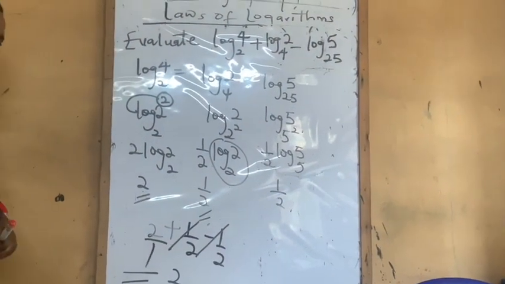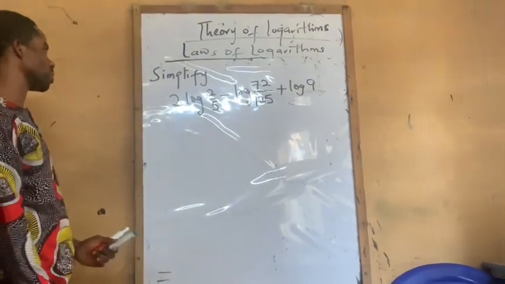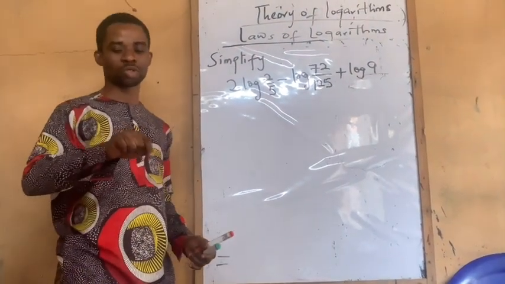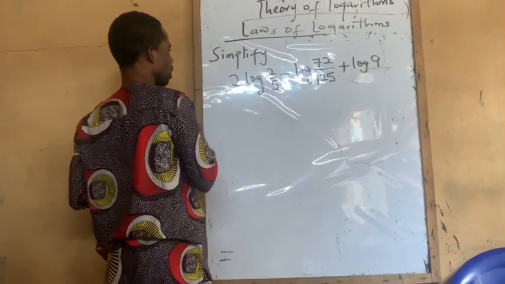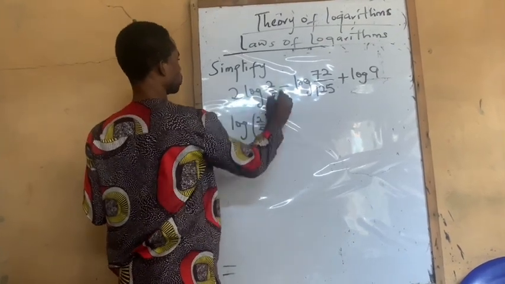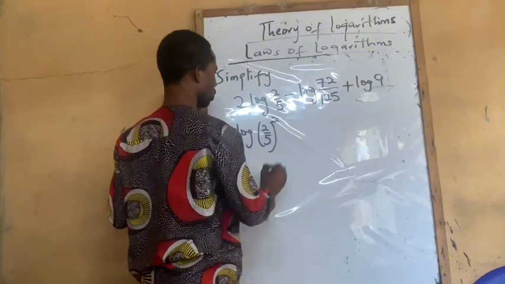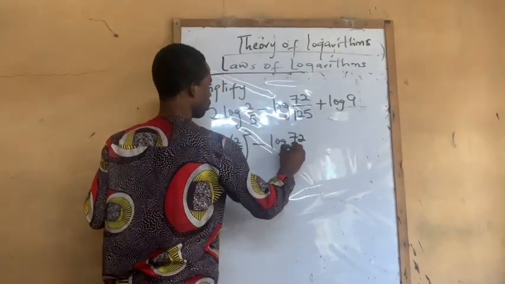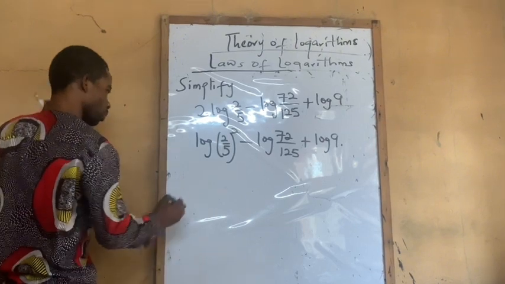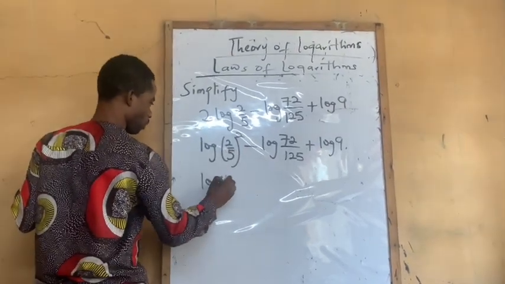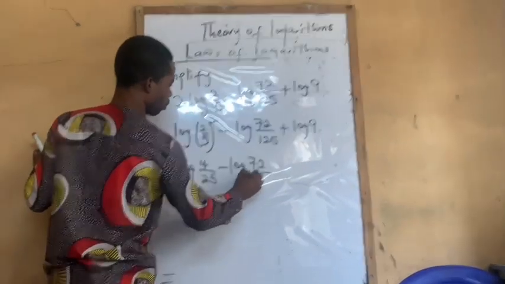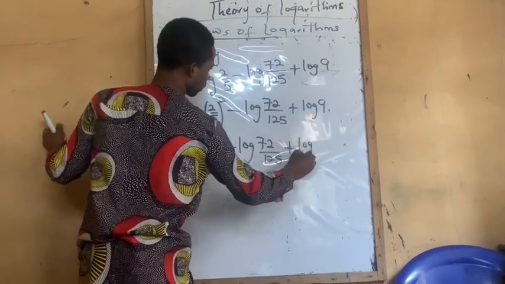Without wasting our time, next one. Now, if you look at this, there is no base. What does that tell you? It means that it is having a natural base called base 10. But what you do here, there's a 2 here. Like I told you, this 2 can come and it will be log 2 over 5 here. You now bring this 2 here, according to the log minus log 72 over 125 plus log 9. So that means it's going to be log of 2 raised to the power 2, that is 4, over 5 raised to the power 2, that is 25, minus log 72 over 125 plus log 9.